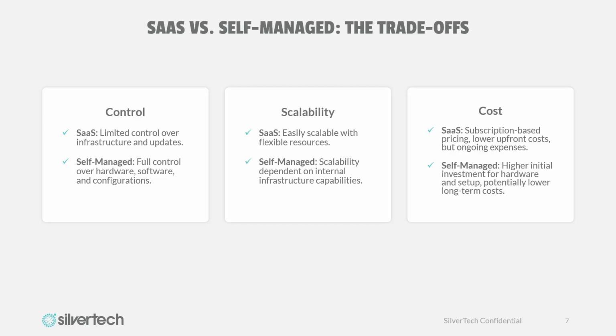So when we talk about SaaS versus self-managed or on-premise, there are some trade-offs: control, scalability, and cost. Let's take a look at control. SaaS versus self-managed. When someone else is hosting your infrastructure, you have very little insight or control into when they update and the makeup of that infrastructure. When you manage it yourself, you have full control over the hardware, the software, and every aspect of the configuration.